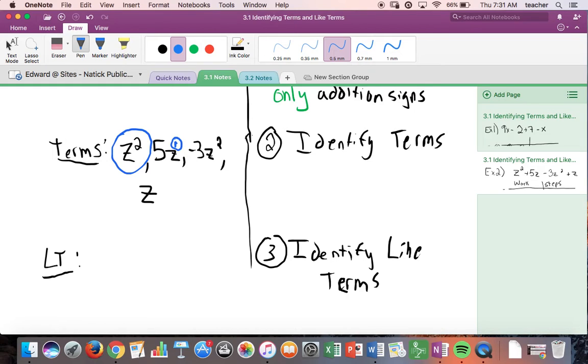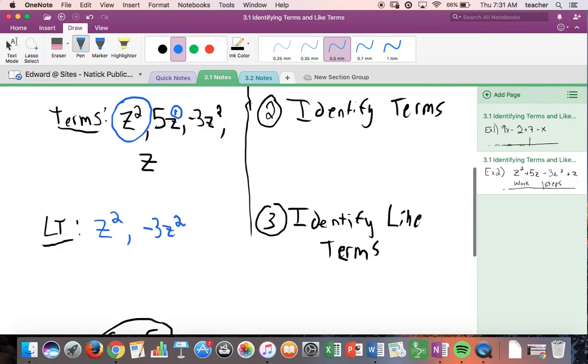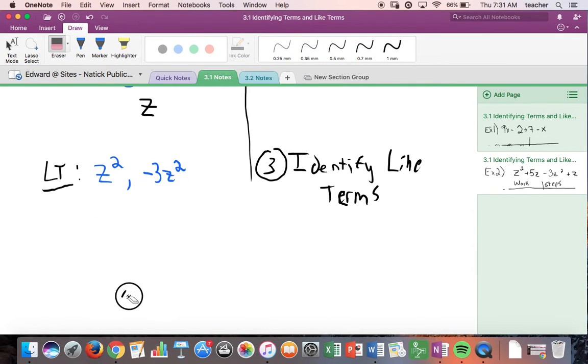So that means we have to go to the next term. And we say, okay, negative 3z squared. They both share the same variable, z, and they both share the same exponent, 2. So those would be considered like terms. Then we move on to my other two terms.